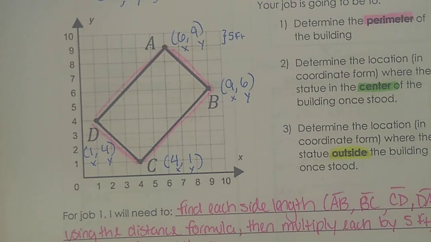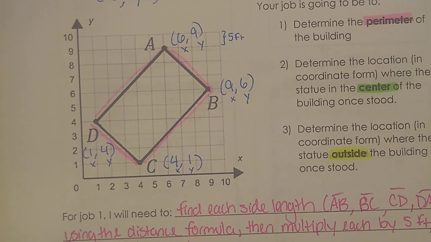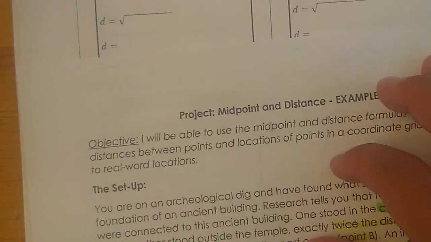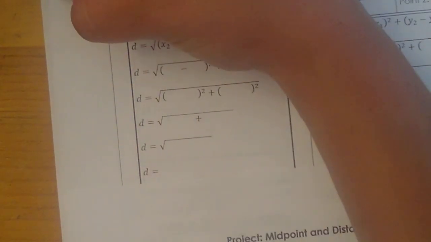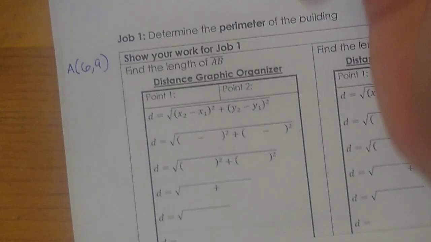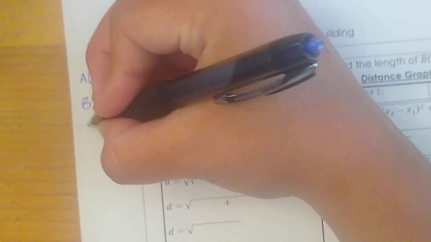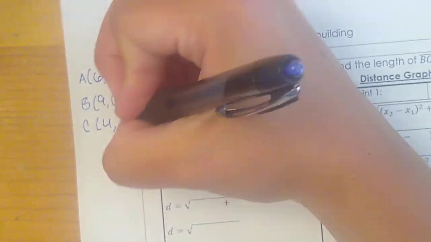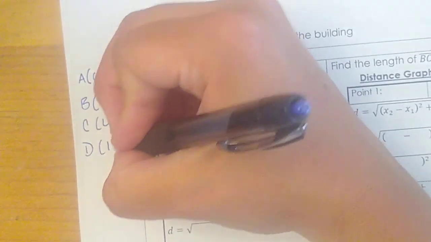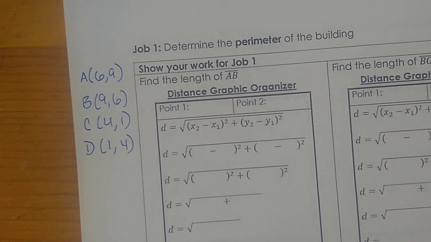These are going to be really useful in all of my formulas throughout this project. So I want to make sure I have them, and I also want to make sure that I write them down on each page that I'll be using them. So I always like to write them so I have them right in front of me. A is 6, 9. B is 9, 6. C is 4, 1. And D is 1, 4. So now I can start doing my job of finding the perimeter of the building.